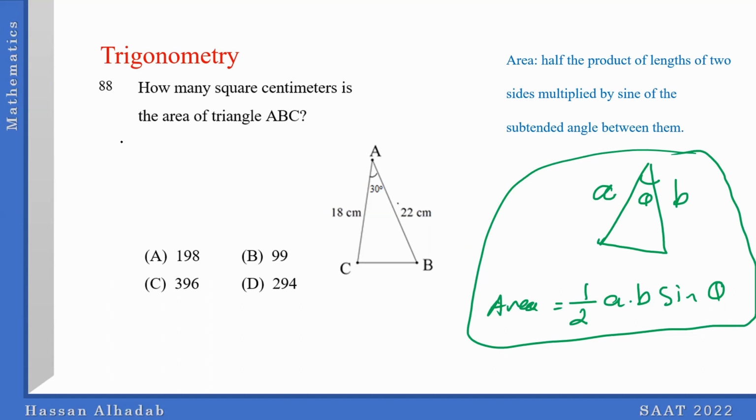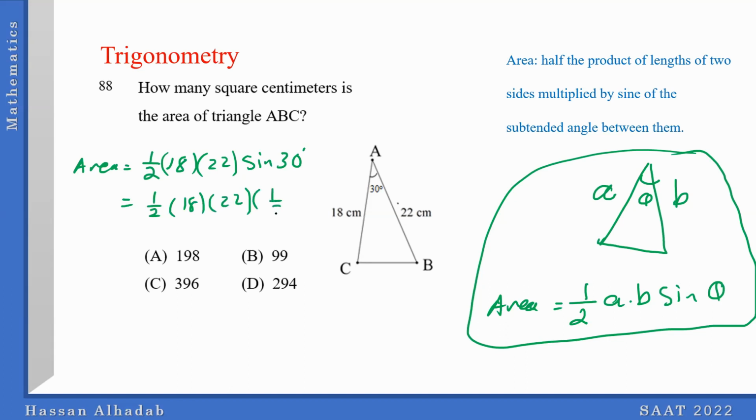So for this one here, the area is going to be 1/2 times 18 times 22 times sine 30. So this is going to be 1/2 times 18 times 22 times 1/2. So when you simplify now, this is going to be 9, this is going to be 11, and the answer is 99.